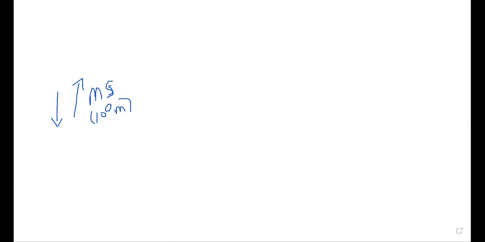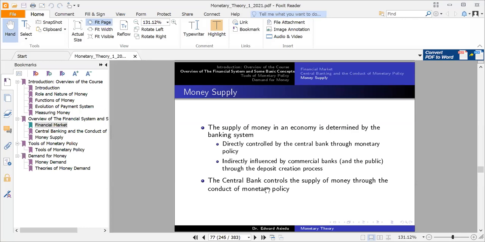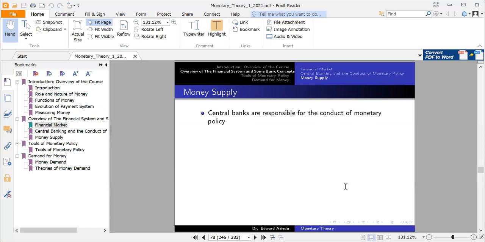So changes, keep that in mind. We will be building up on this. The central bank controls the supply of money through the conduct of monetary policy. Central banks are therefore responsible for conduct of monetary policy in some countries, which you guys can tell me. I'll leave it as an open question.